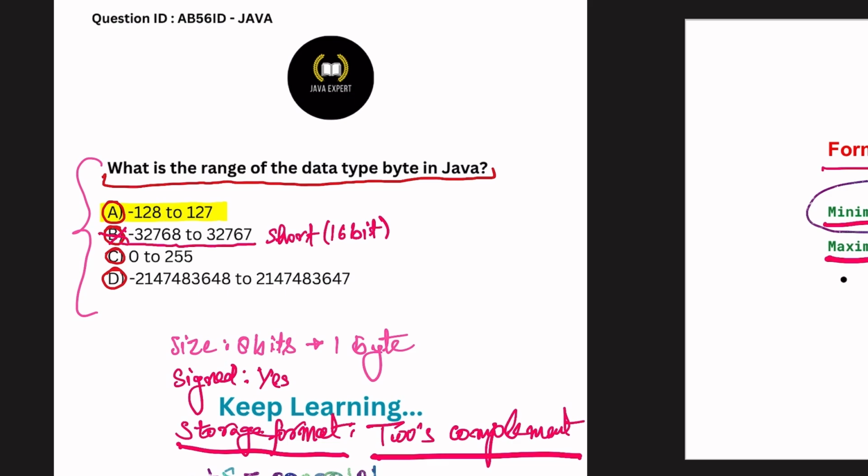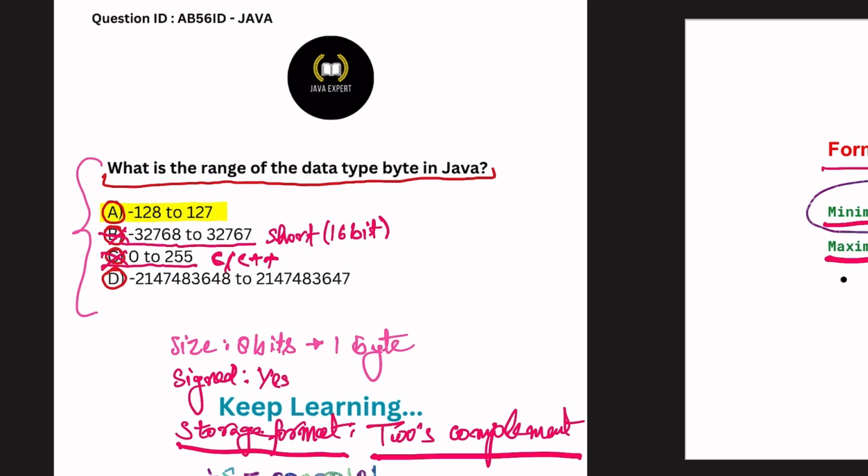Okay, let's check option C. 0 to 255. This is the range of unsigned byte, not in Java, but in C or C++. Not in Java. So that is why option C is wrong.